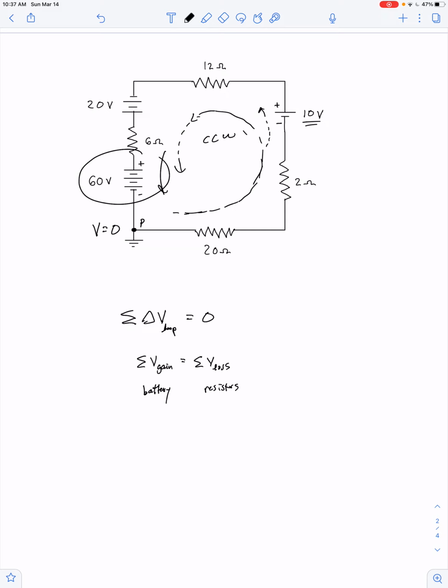So to generalize, the way we calculate voltages across a battery, if we're tracing our way along a circuit and we go from positive to negative, that's a loss. As we trace our way through a circuit, if we go from negative to positive, that's a gain. Okay, now how do we calculate voltages across resistors?